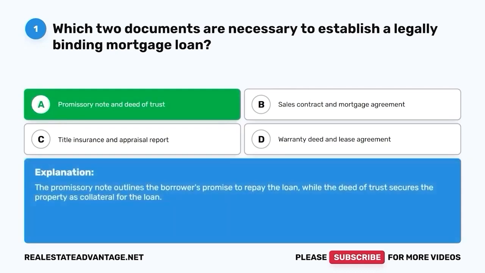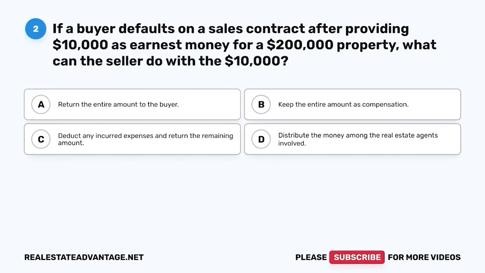The promissory note outlines the borrower's promise to repay the loan, while the deed of trust secures the property as collateral for the loan. Question 2. If a buyer defaults on a sales contract after providing $10,000 as earnest money for a $200,000 property, what can the seller do with the $10,000?